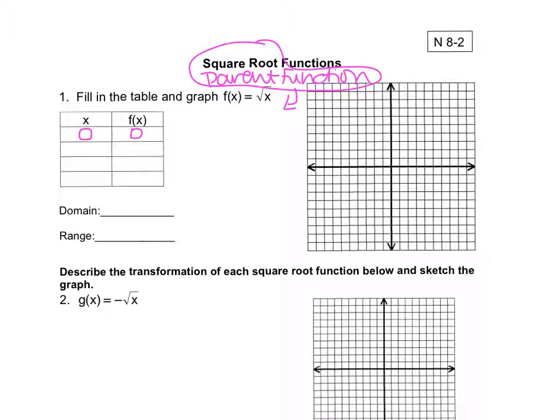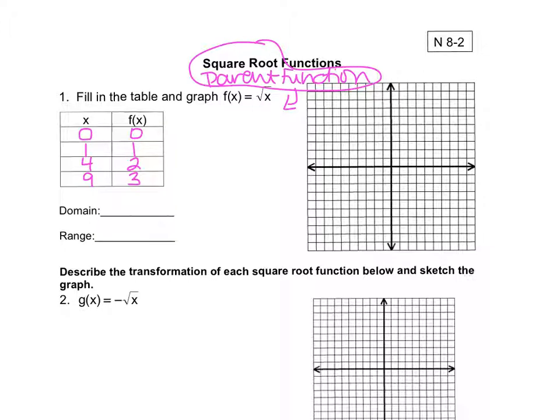The next perfect square would be 1. Square root of 1 is 1. And then the next perfect square is 4. Square root of 4 is 2. I'm not going to 2 and 3 because if I took the square root of that, that would be a decimal, and I only want to plot the whole numbers. The next perfect square would be 9. Square root of 9 is 3. So those are the points that we're going to be referring back to when we're looking at square root functions.